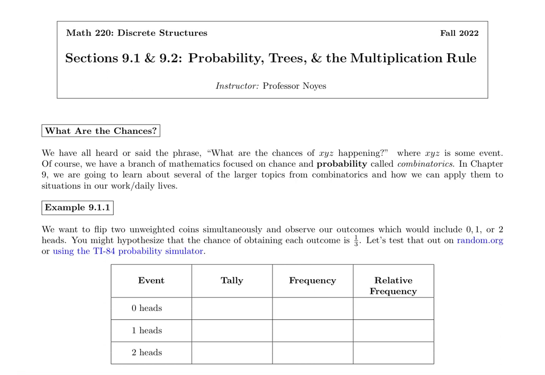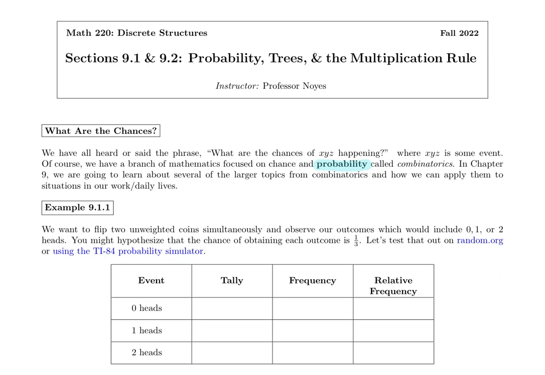In Chapter 9, we're going to be focusing on counting and probability, which are two of the major components of a branch of mathematics called combinatorics. We've all heard the phrase, or even said, "What are the chances of XYZ happening?" where XYZ is some event. That means we have a branch of mathematics focused on probability, and that branch is called combinatorics.